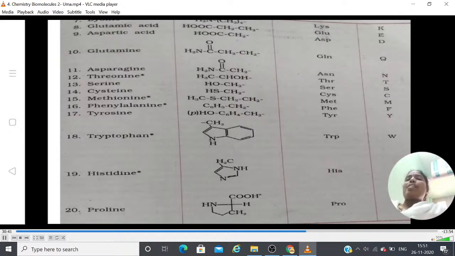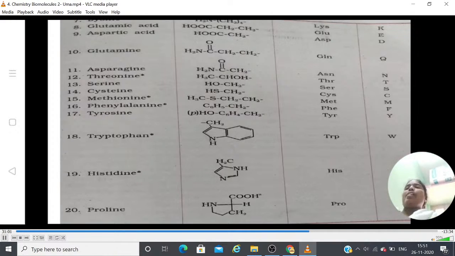Next amino acid, aspartic acid. In aspartic acid, a CH2COOH group is present as a side chain or alkyl group. Its 3 letter symbol is ASP. The coded letter is D.